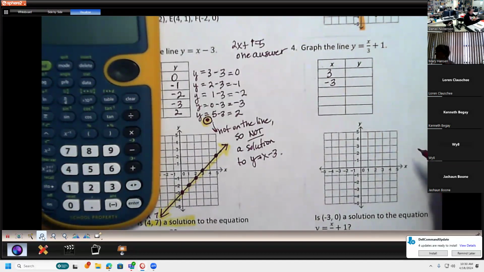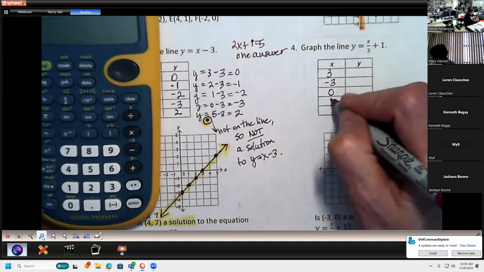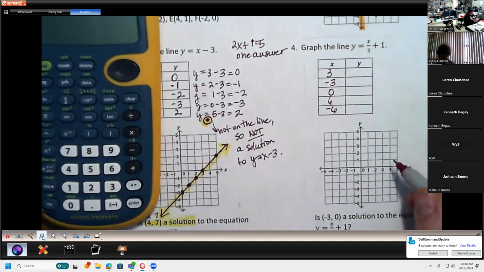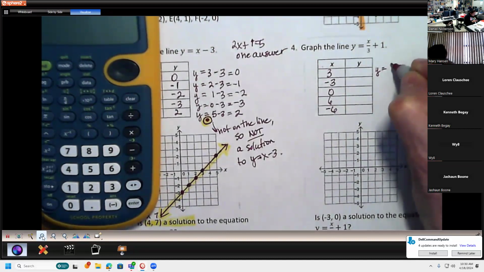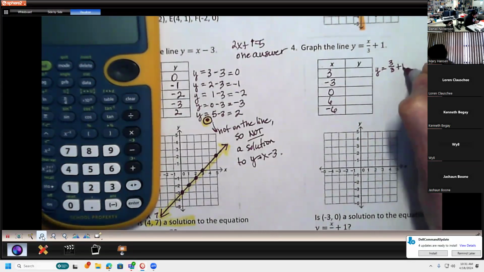What's the easy peasy, always easy number to pick? 0. Okay. And actually, I should have made you a bigger graph. Probably the next easiest number is 6 and -6, which are technically off the graph, but only by 1 unit. So we'll use those. Okay. So this means to find y, I take my x value of 3, I divide it by 3, and then I add 1.